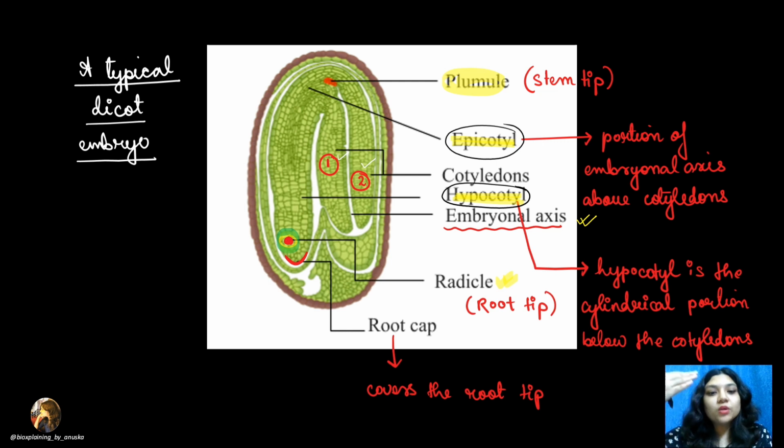Where will the epicotyle end? It will end into the plumule, which is known as the stem tip. And the hypocotyle below will end into the radicle, which is the root tip. And the radicle or the root tip ends in a root cap. That is, the tip is covered by a root cap. So a typical dicot embryo structure is clear to you all.